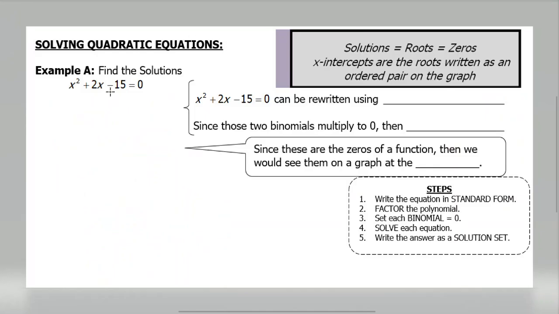All right, what do I do if they give me something that looks like this, though? It says x squared plus 2x minus 15 equals 0. Those don't look like the other ones we did where they were binomials, right? So what can I do here?